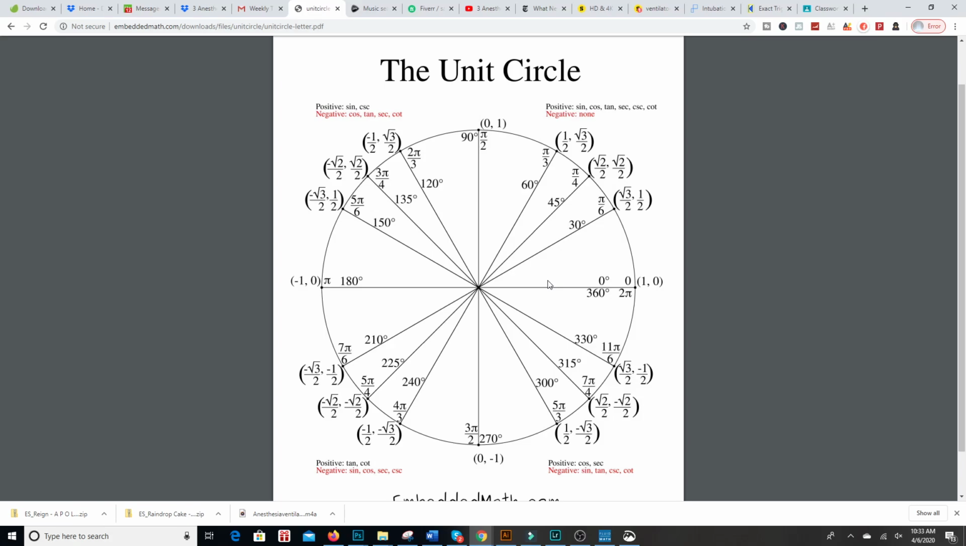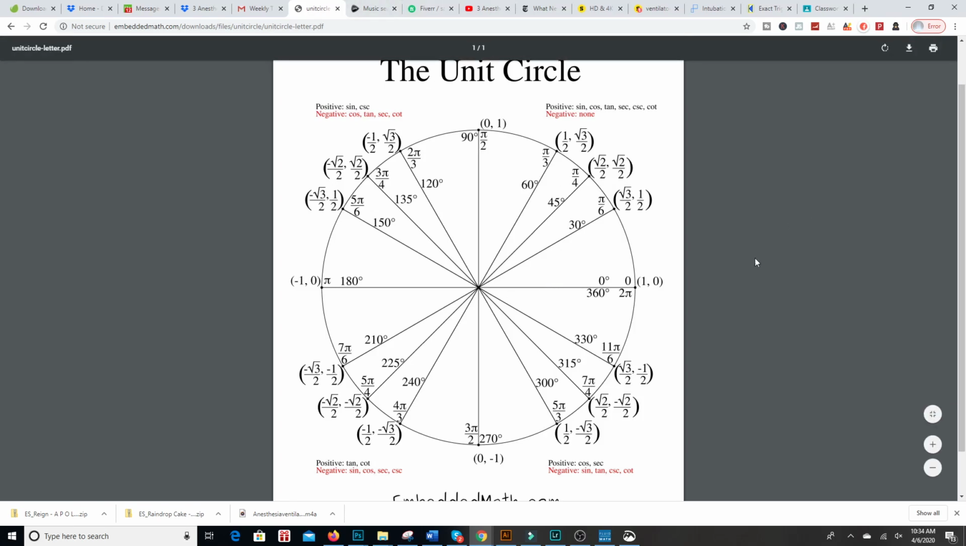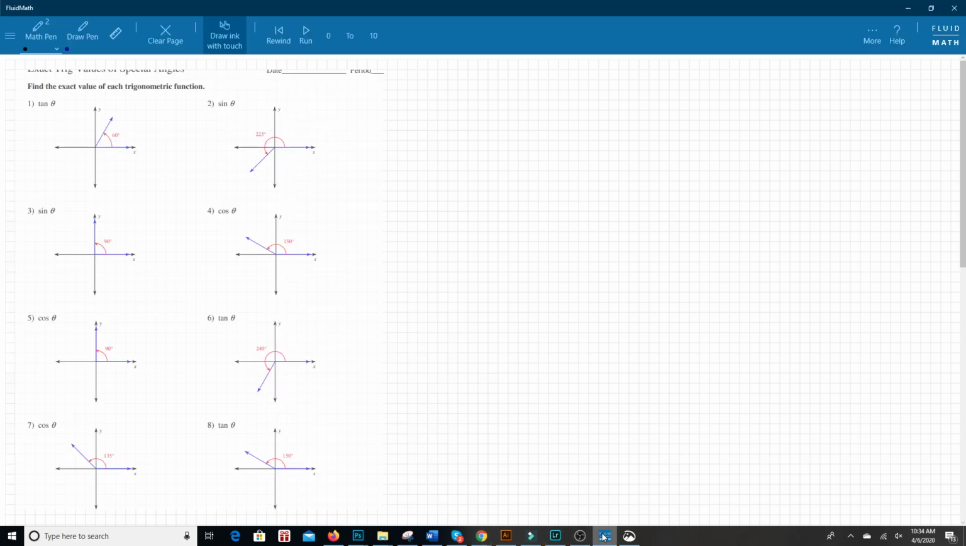Right, so in today's sheet, we're going to be referencing this unit circle. I did assign it with last week's sheet. I'll be referencing this unit circle and trying to find out the x and y coordinates for certain angles. This is what makes this topic pretty easy, pretty straightforward. Okay, so let's go back to the sheet.